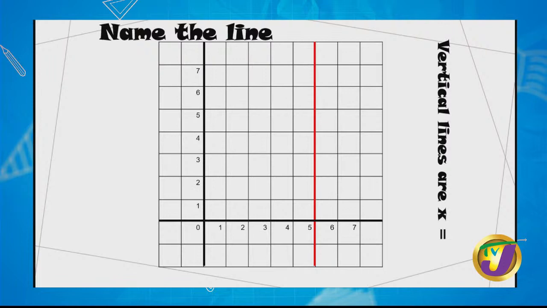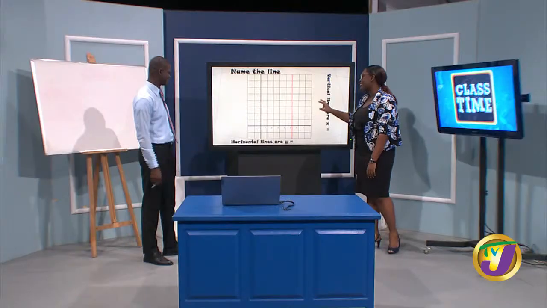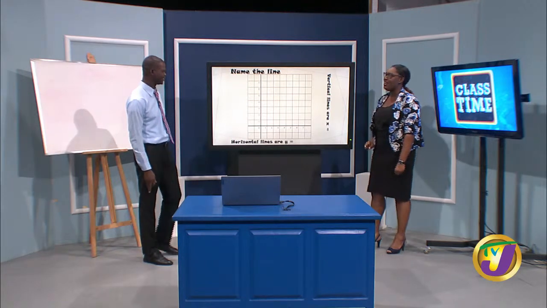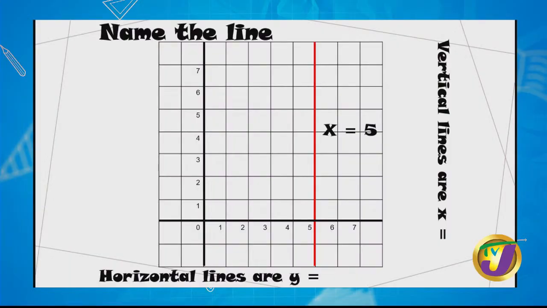All right. So with that in mind, I am seeing that I have a vertical line. So that means it's x equal to a value. Where does this red line cut my x-axis? At 5. So I guess the name of the line would be x equal 5. You got too many clues. But yeah, you're correct. So that line was actually x equals 5. All right, let's go again.